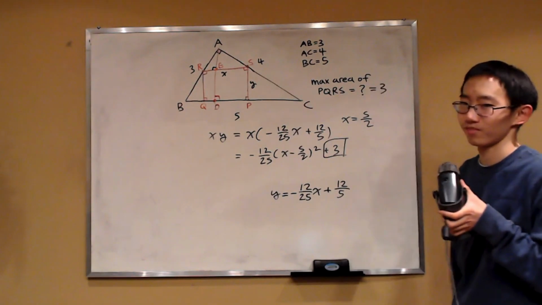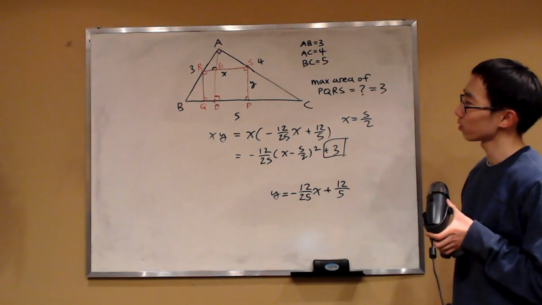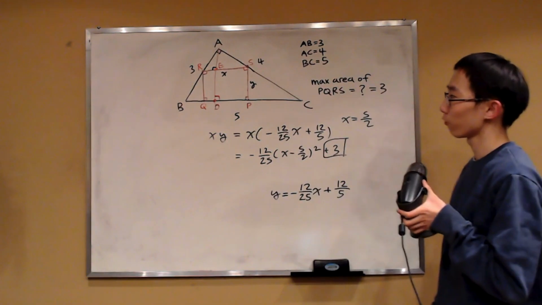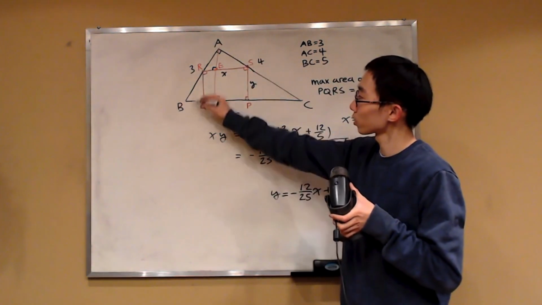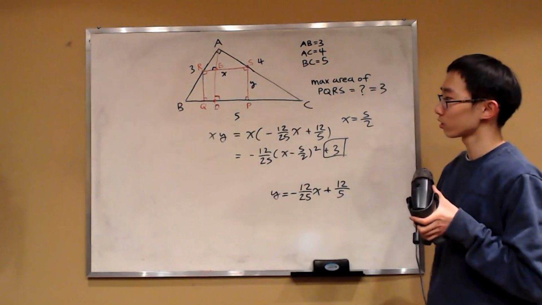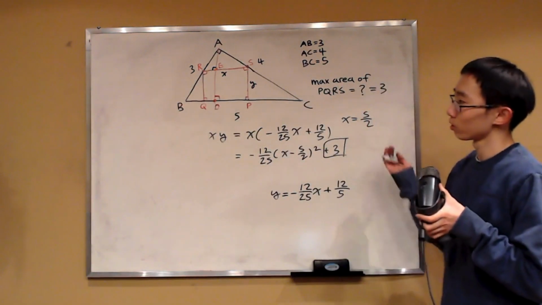And that's our answer. Now, notice that the key idea was that when we saw a configuration that formed a smaller triangle from a much larger triangle, that allowed us to use similarity to get a side length.